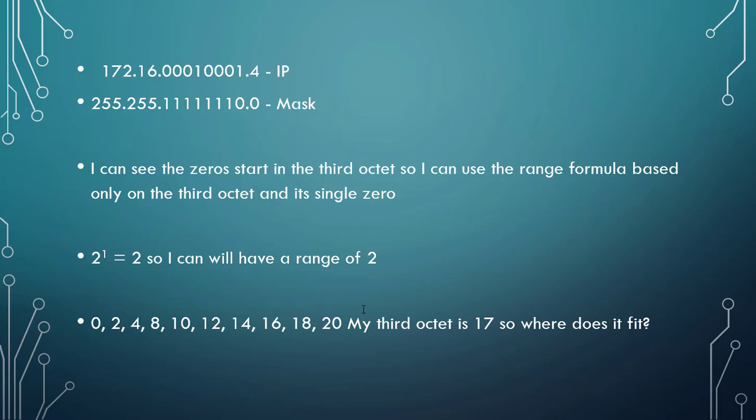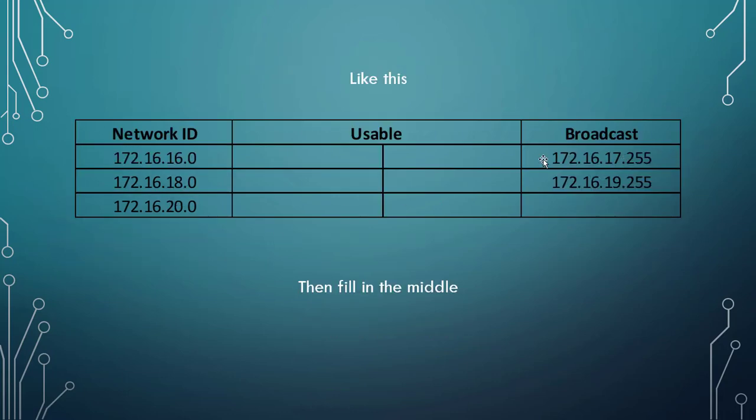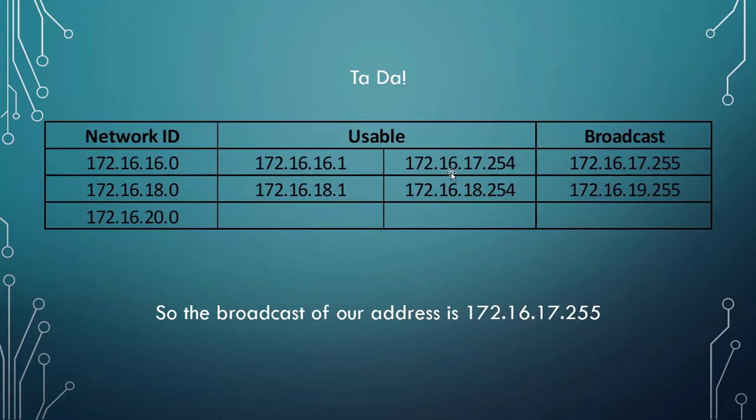You get the idea. But my third octet was 17, so where does that fit in? Well, it fits in between the 16 and the 18. So if I do my range chart, 16, 18, 20, we know we're going to be somewhere in here. Then we fill in the right side. And then, ta-da, we pop in the middle, and that's where our address is going to fit in. So our broadcast address is 172.16.17.255, and that's where that address would fill.